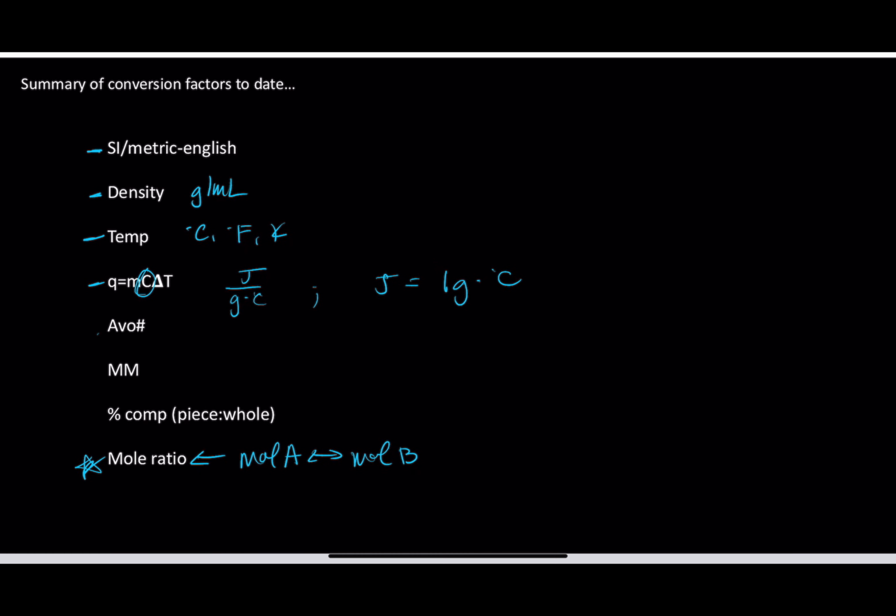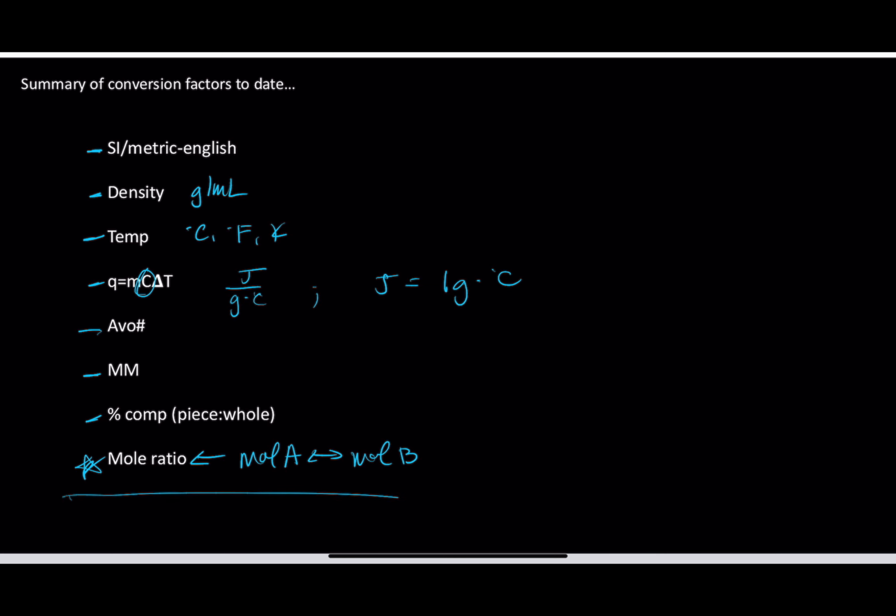Avogadro's number converts between the number of moles and the number of particles for a given substance, but always for a substance. Like 1 mole of CO2 is equal to 6.022 times 10 to the 23rd molecules of CO2. Molar mass, that's grams and moles of a substance. And even percent composition is within a substance still, piece to whole within a substance.